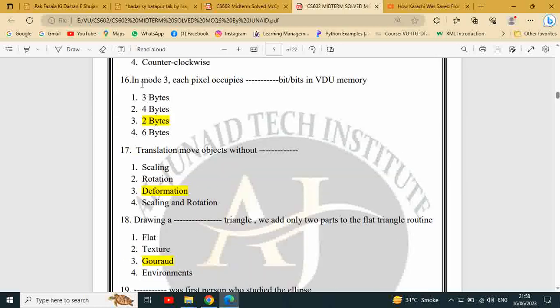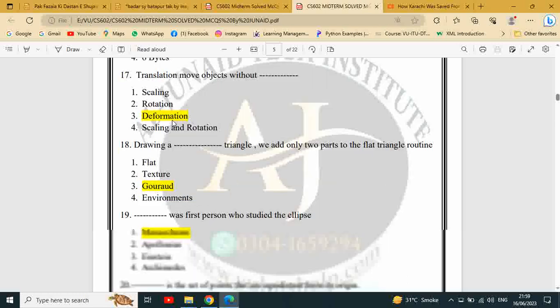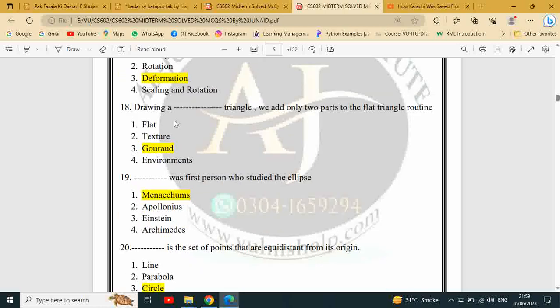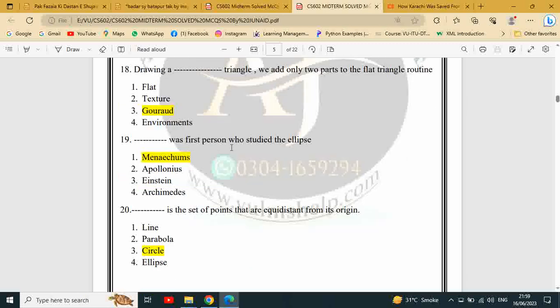Next question: in mode 3 each pixel occupies 2 bytes in video memory. Translation moves objects without deformation. Drawing a Gouraud triangle, we add only 2 parts to the flat triangle. Dash was first person who studied the ellipse.